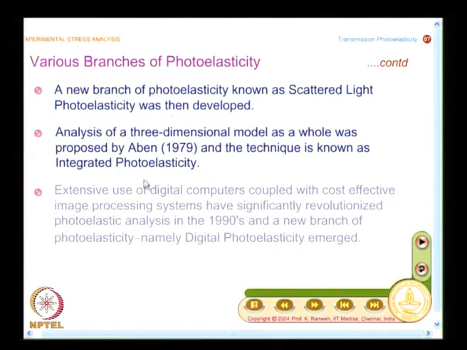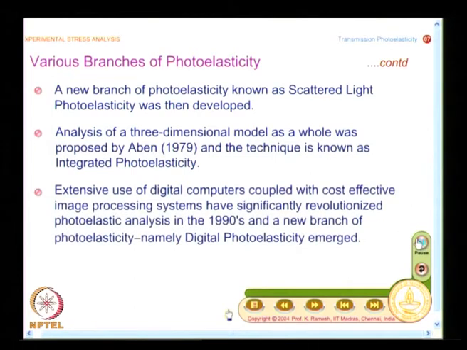And what happened parallelly when all these developments were taking place, there was also extensive use of digital computers, coupled with cost effective image processing systems that were developed. So, this has revolutionized photoelastic analysis in the 1990s. And a new branch of photoelasticity named digital photoelasticity emerged. So, people have replaced the human eye with an electronic eye, newer methods of processing data came into existence, and you have that branch of photoelasticity named digital photoelasticity.